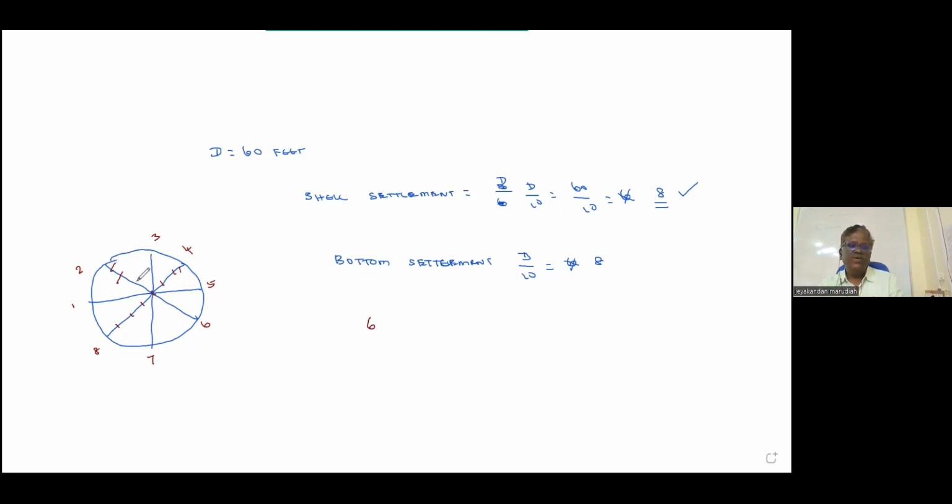So one row we will have 6 readings. Now how many rows do we have? 4. This is 1, 2, 3, 4. So 6 into 4, we will have at least 24 readings.